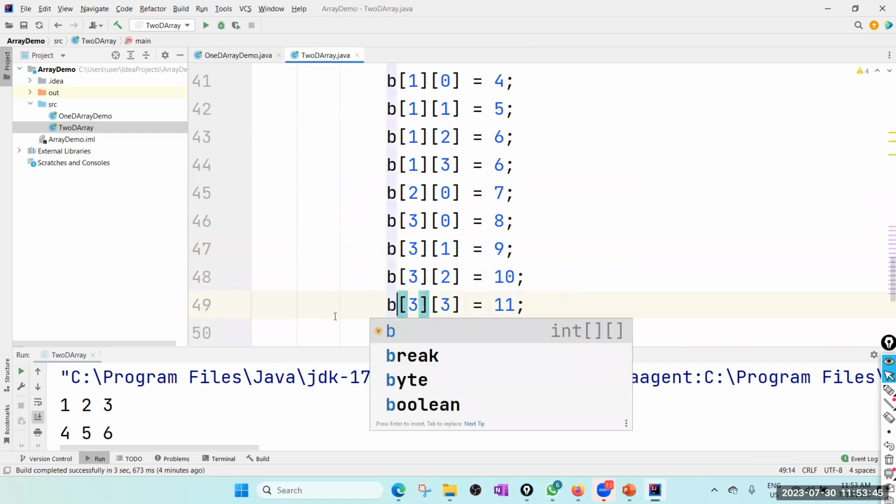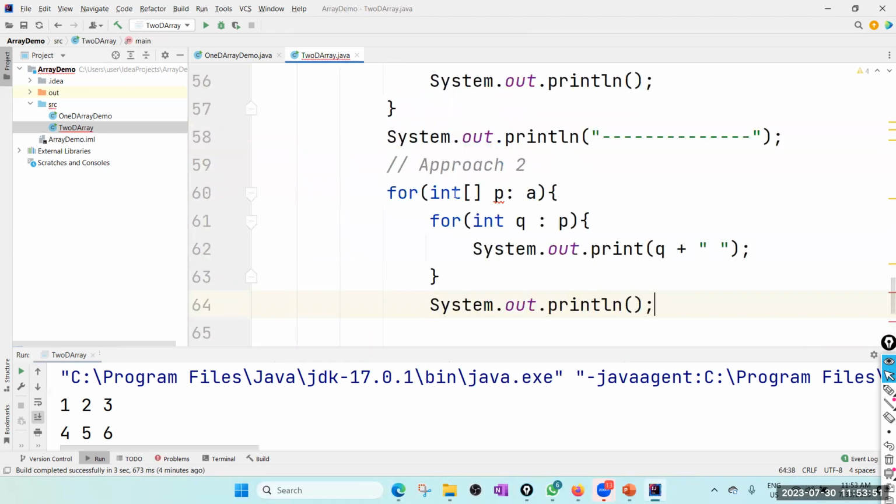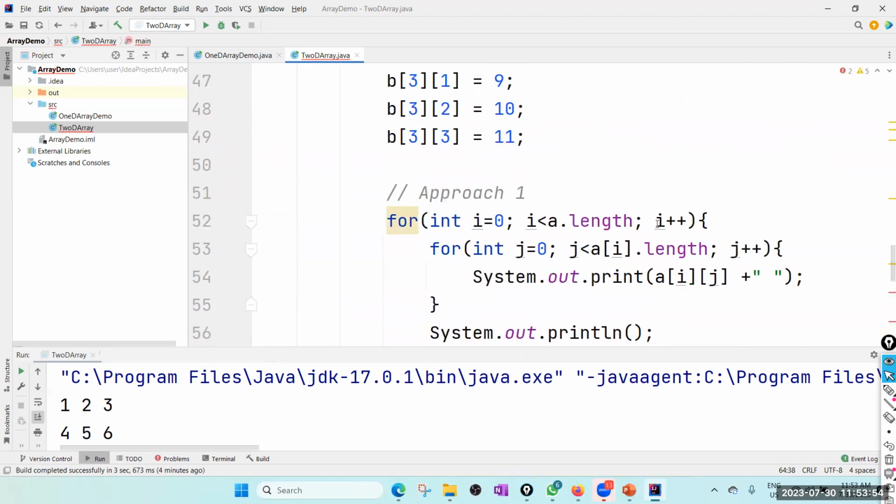So it's all about your confidence. How confident are you about your code? So I'm using the same loop, but this time I'm working with B array, which is odd shape array, but I don't mind because my logic is general logic.